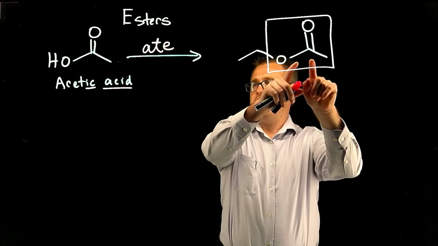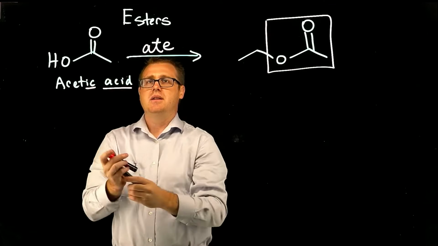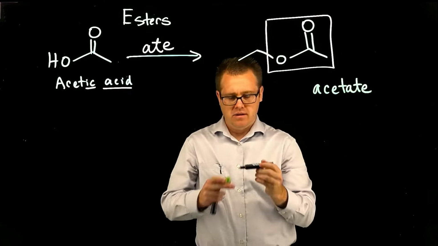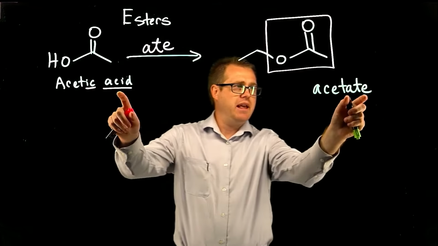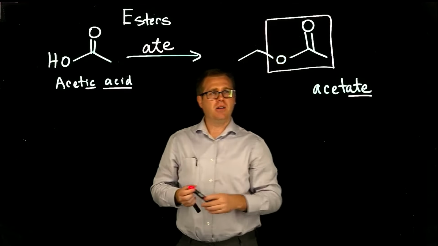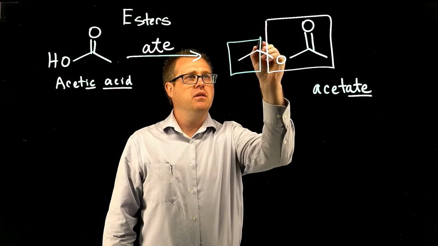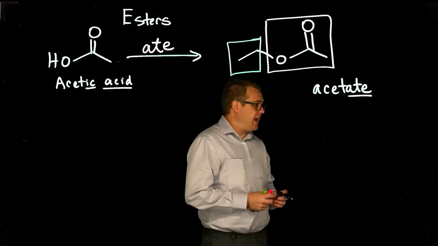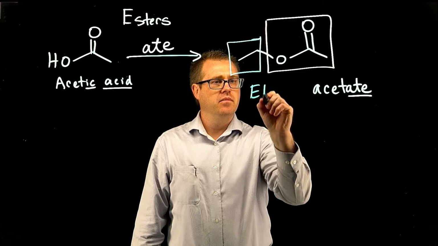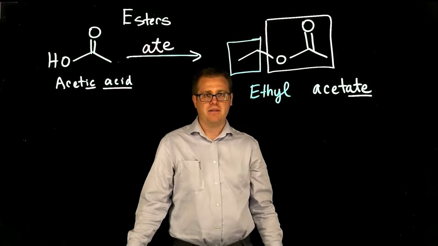So this piece right here in the pink box comes from this. So we could say acetate. See how I replaced the ic acid with ate. But now we also have this piece that we have to account for. And we can see that is an ethyl group. So we just have to stick that at the very beginning. So this molecule right here is called ethyl acetate.